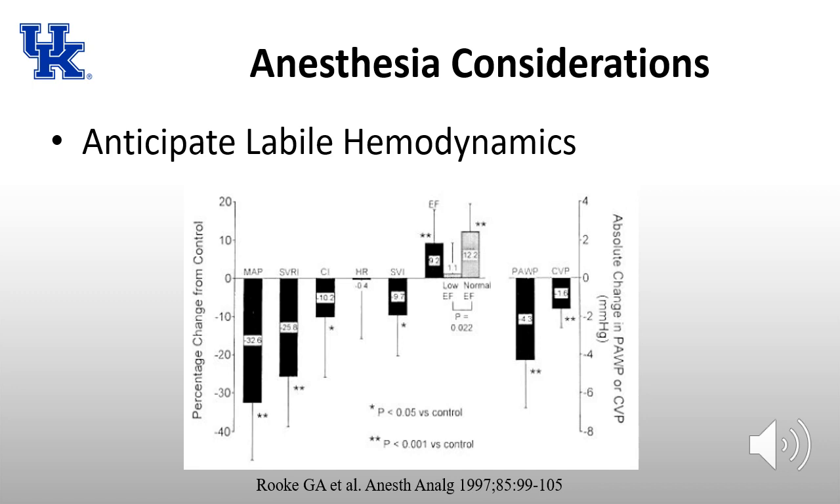So now, after setting the stage with the previous information, what does all of this mean for my perioperative anesthesia care? Anticipate labile hemodynamics. As studied here in 1997, there are significant hemodynamic changes which will happen with general anesthesia induction, but also with regional anesthesia. And this study here actually looked into hemodynamics after spinal in elderly male patients.